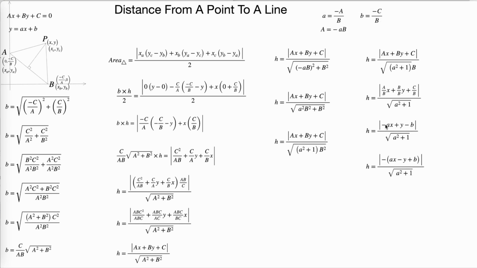I'm going to factor out this negative. When I factor out the negative, I have negative of ax minus y plus b. Because we're taking the absolute value of that, the absolute value of a negative is a positive, this is going to become positive. The absolute value of ax minus y plus b all over the square root of a squared plus 1. This is the distance from a point to a line in point slope form or in functional form.